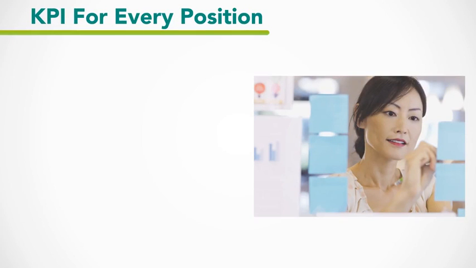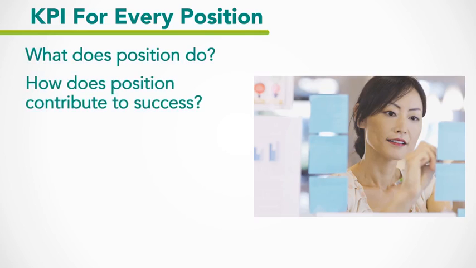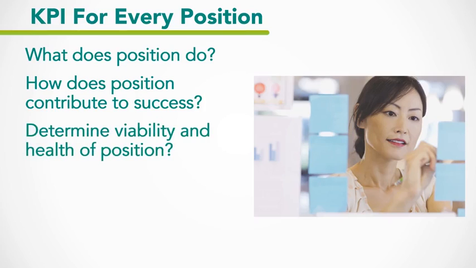So the first thing when we're thinking about KPIs, we have to look at what does somebody do? What does a position do every day? And how does that position contribute to the success of the organization? And what are those key elements, those key performance indicators that we use to determine the viability and the health of the position? And then those become things that we track. So it could be as simple as how many calls are completed, how many audits are completed, how many errors are made in their work.